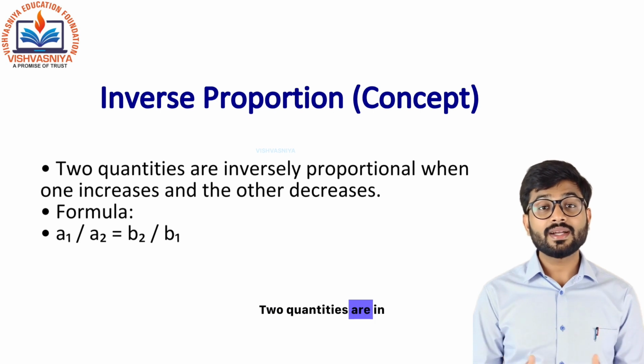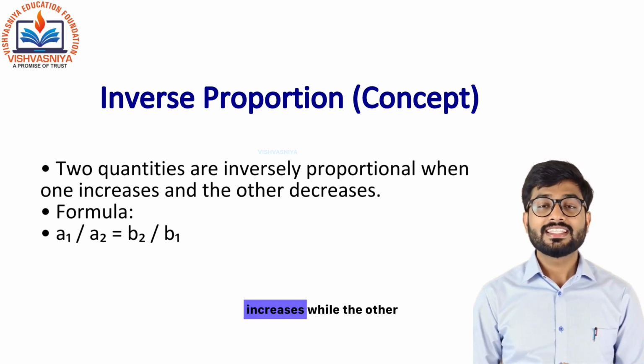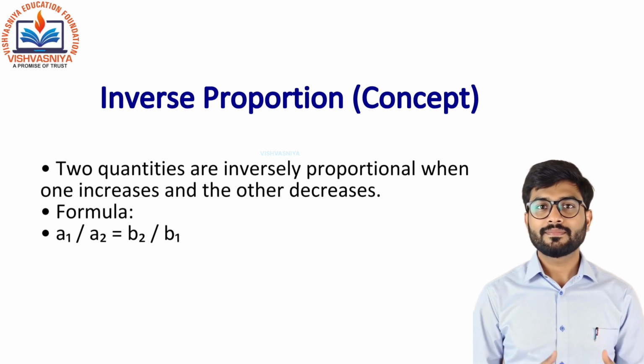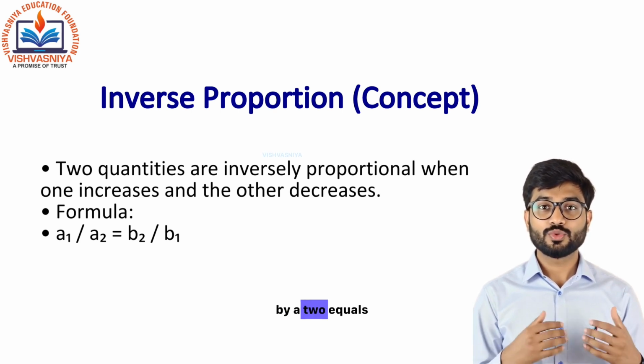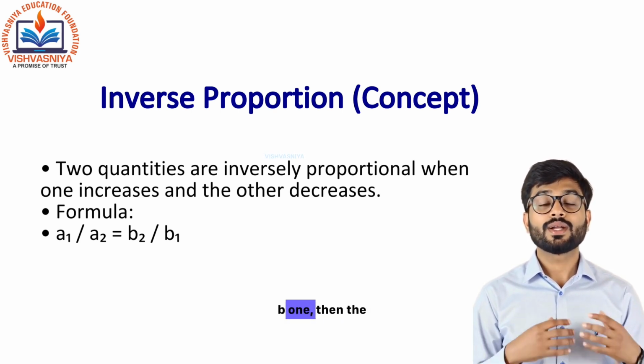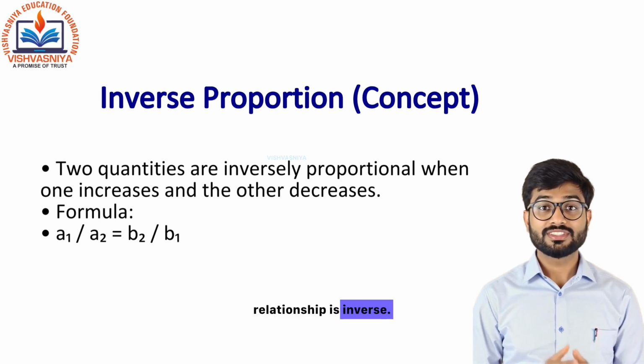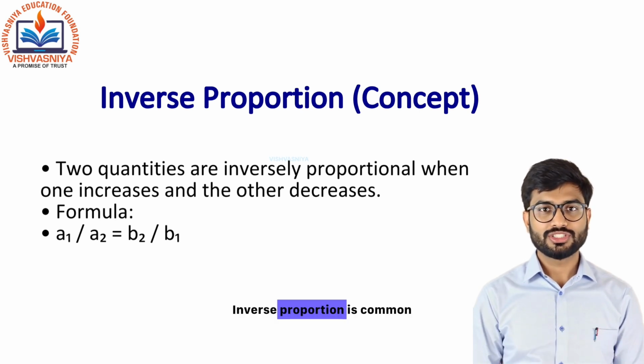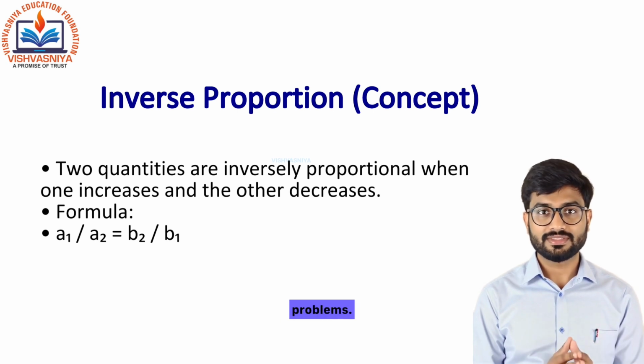Two quantities are in inverse proportion when one increases while the other decreases. If a1 divided by a2 equals b2 divided by b1, then the relationship is inverse. Inverse proportion is common in work and time problems.